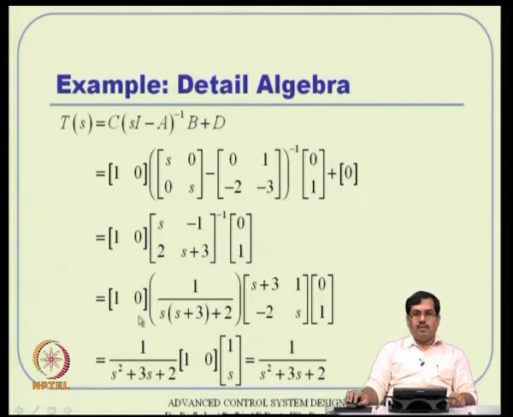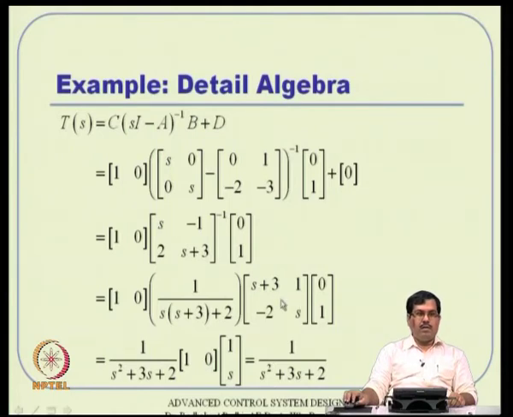Okay. Now, C is here, then this matrix inversion for a 2 by 2 is very easy. You have to do 1 by determinant of that, and the determinant is s into s plus 3 minus of minus 2, that means plus 2 here. And as far as the adjoint matrix is concerned, for a 2 by 2 you can exchange these two elements and change the sign of these two elements. So, s plus 3 will go here and s will come here.